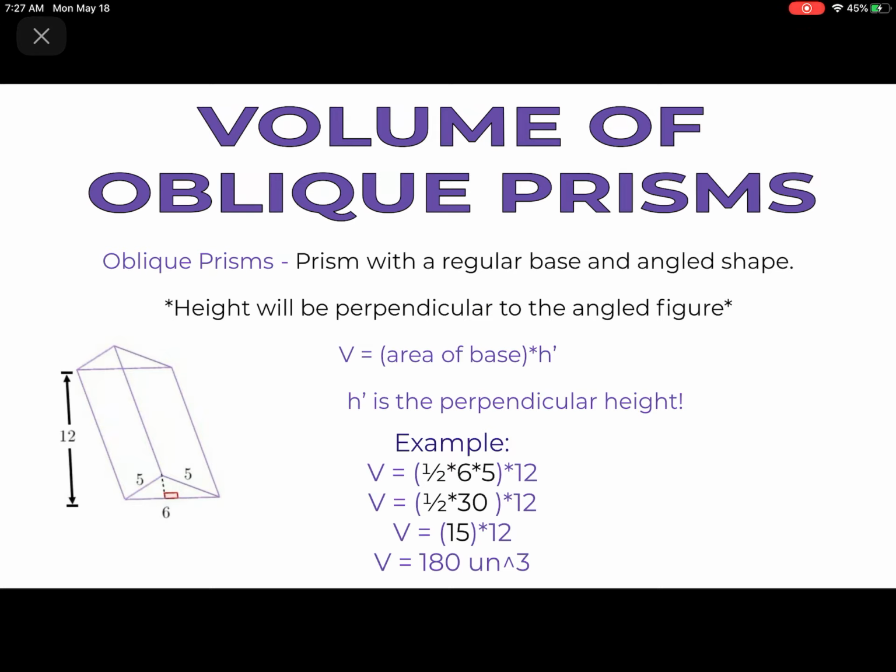So we're going to use 1/2 times base times height of the triangle. So we'll have volume equals 1/2 times the height of the triangle, which is 6, times the side length of the triangle, which is 5, times 12. So V will equal 1/2 times 30 times 12, 15 times 12, 180 units cubed. They didn't give us centimeters, meters, inches for this one, so you have to use units.